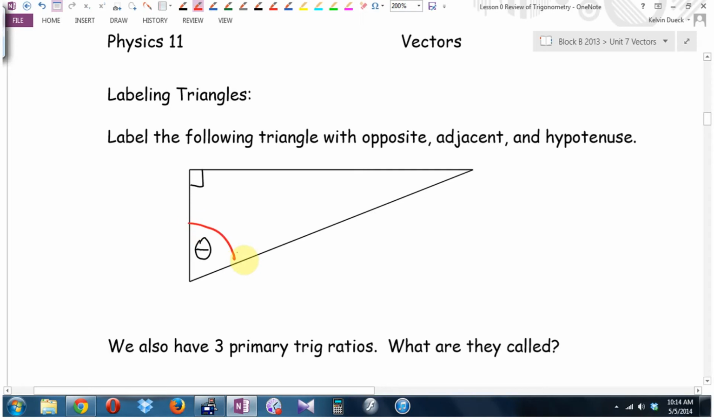Every triangle has how many sides? 3. And in a right triangle, we can label these 3 sides. Which one of these is the hypotenuse? What's the hypotenuse always? Let's put a little h right there. Then we have opposite and adjacent. Which side is opposite to theta, the top side or the left side?